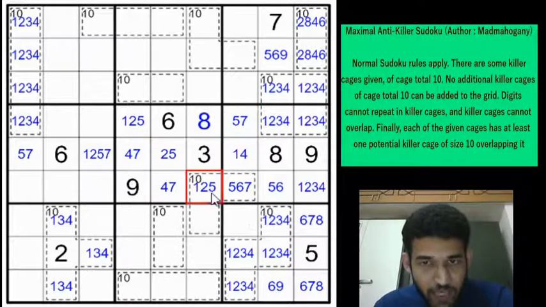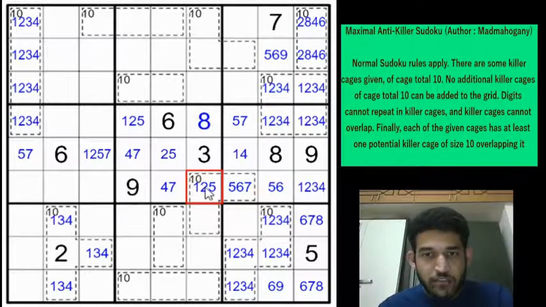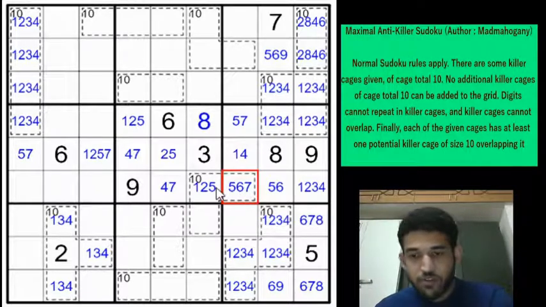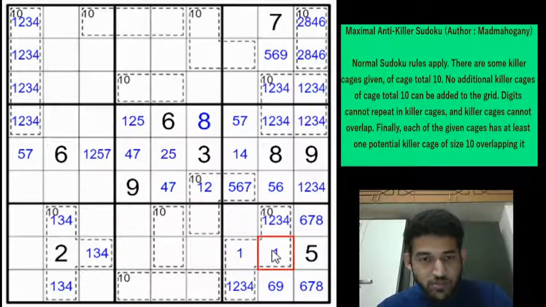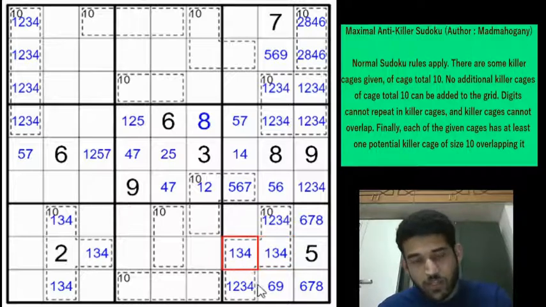Alright. So can we have a 5 here in row 6, column 6? Because if we have a 5 here, then we need a digit which is greater than 5 in the cell, and 5 plus 6 will be 11, more than the 10 total. So this is going to be 1 or a 2. And we have a 2 here, so we can eliminate the 2 from these cells. So this is going to be 1, 3, 4 and this is going to be 1, 3, 4.